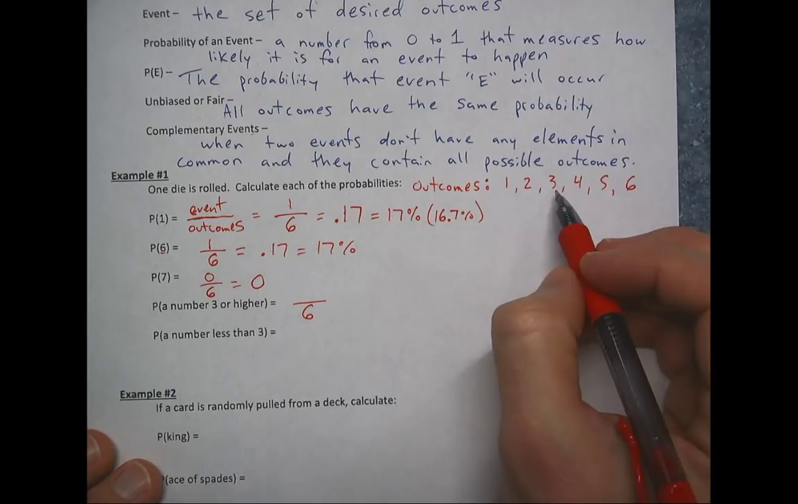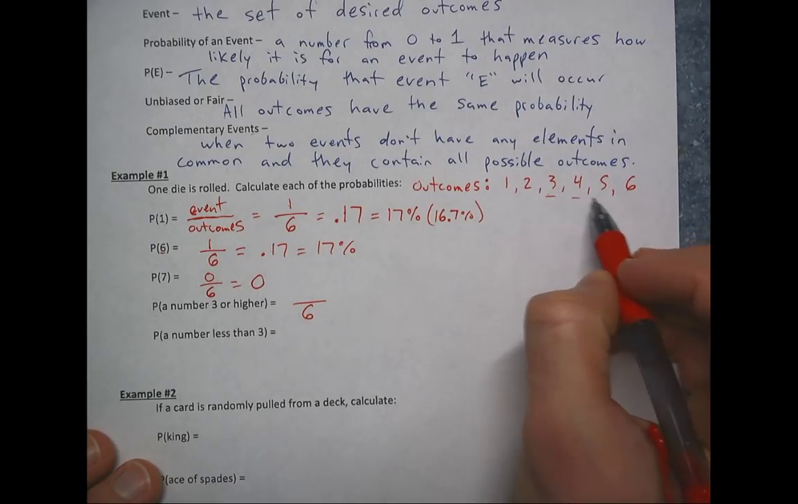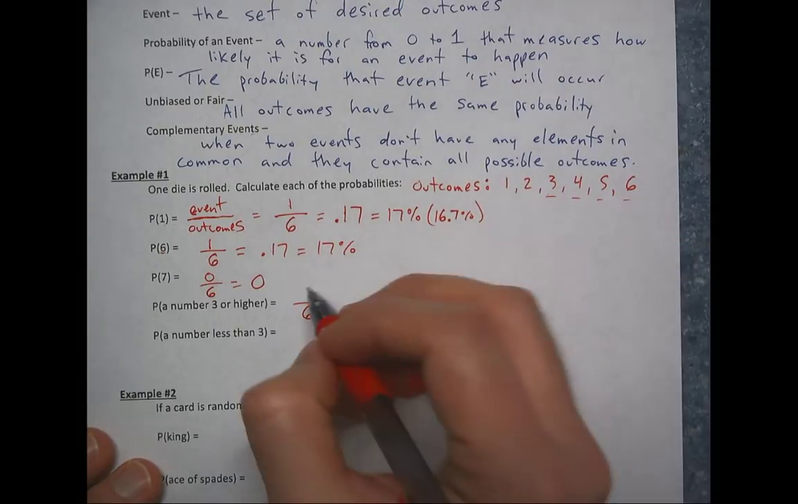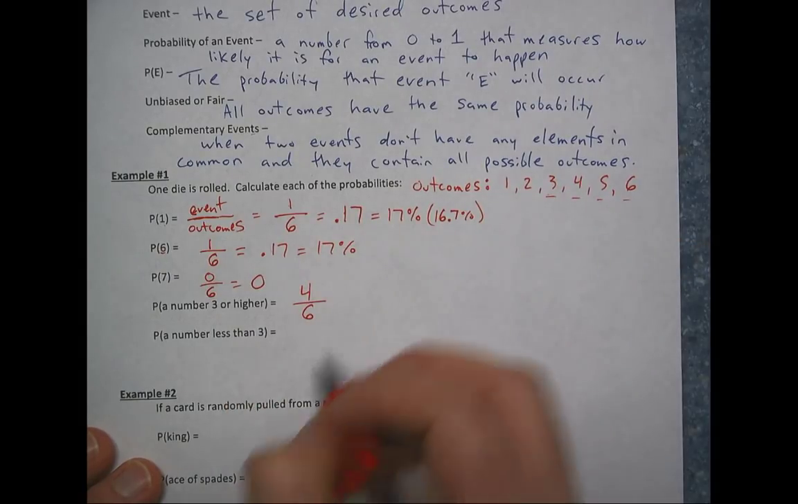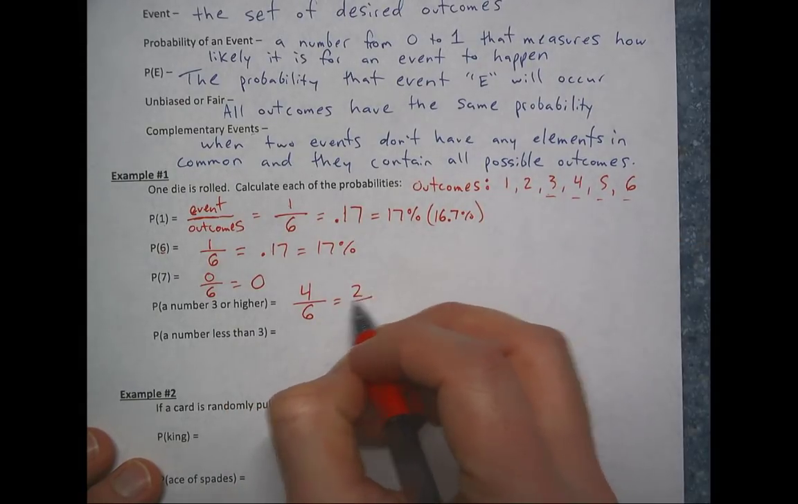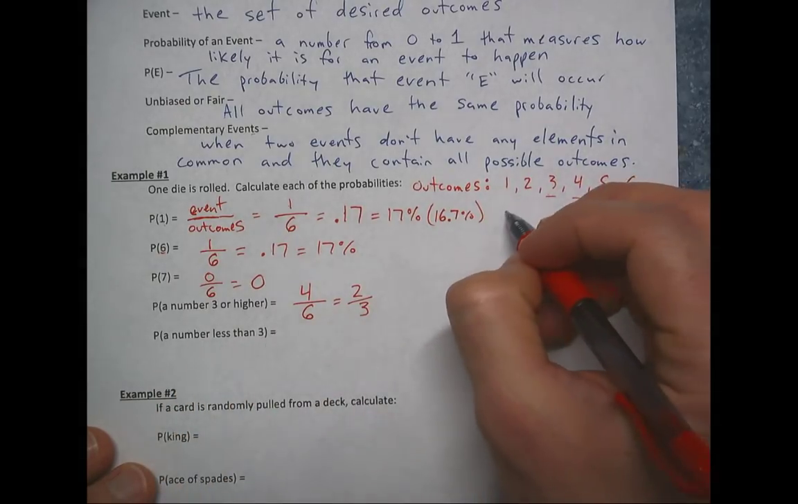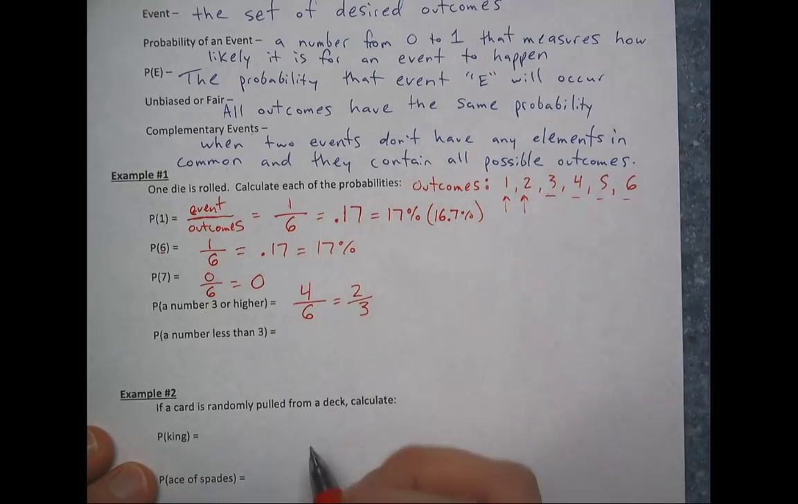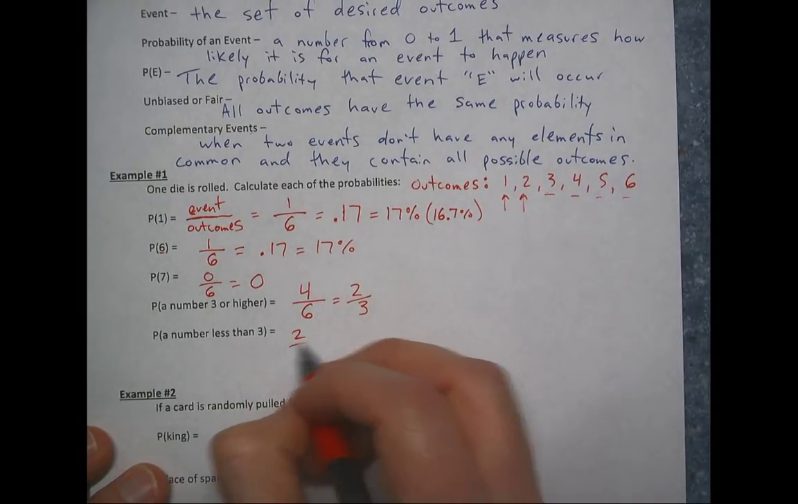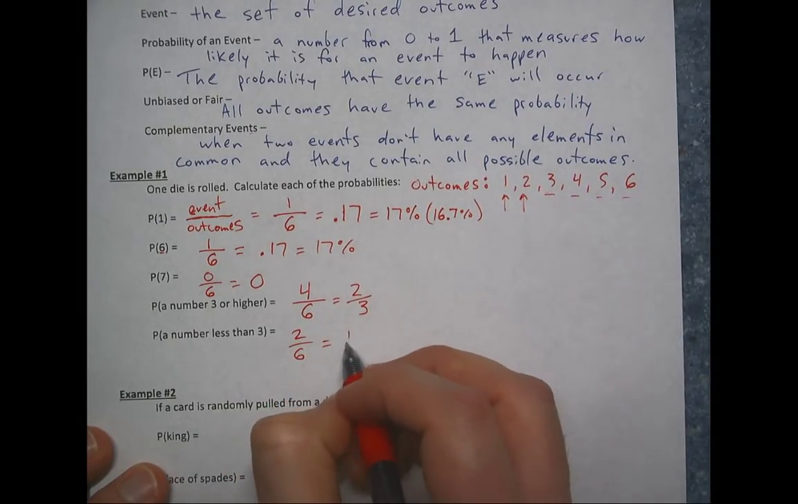So if you look at your outcomes, the number 3 or higher, there's 4 out of 6, which we would simplify to 2 out of 3. What's the probability of a number less than 3? So there's only 2 less than 3, so 2 out of 6, which equals 1/3.